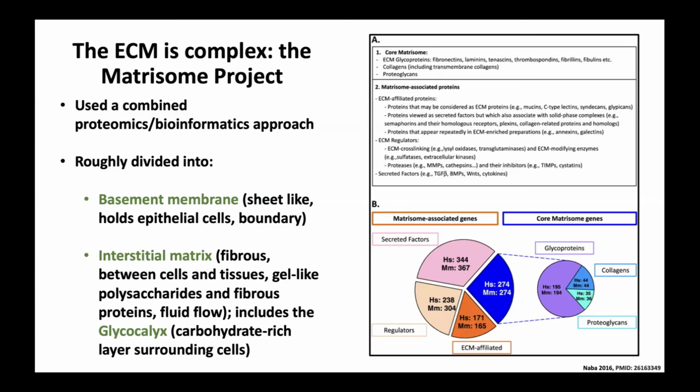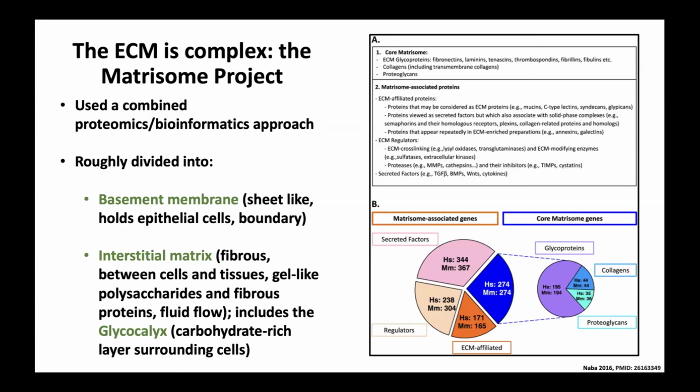You can also divide it in another way into thinking about two categories of the ECM. There is the basement membrane and then the interstitial matrix. So the basement membrane is a sheet-like component of the ECM, and it holds epithelial cells. So epithelial cells, just to remind you, are the lining or coating cells of the body. So, inside your mouth, on your skin, etc. And they function in sheets, and they have to adhere to something. They're polarized, they have a top and a bottom, and so they adhere to the basement membrane. So that is one category of matrisome components.